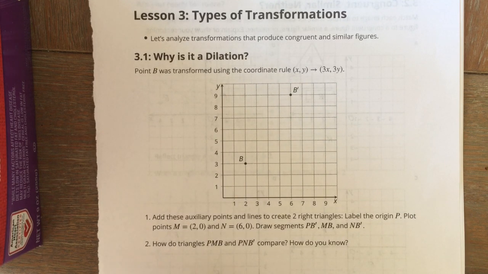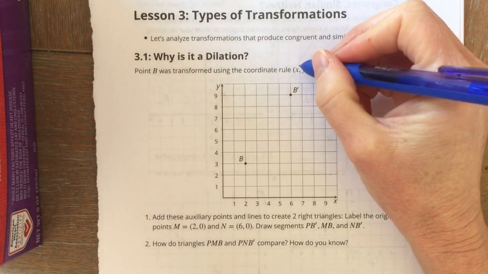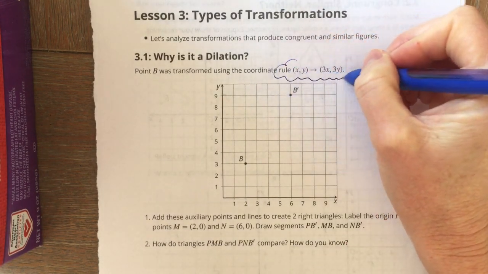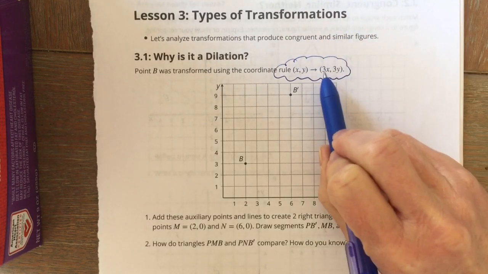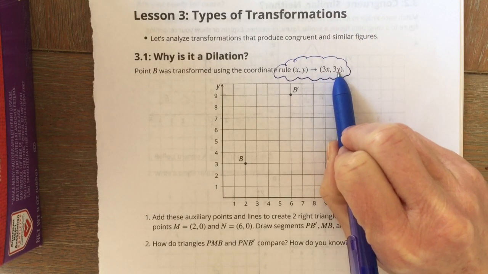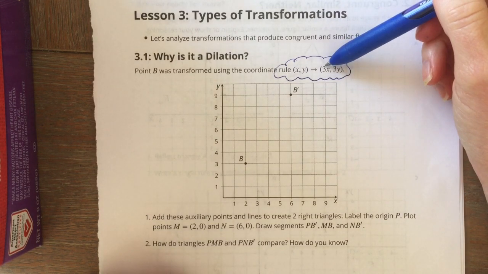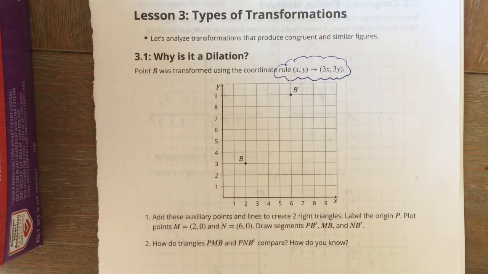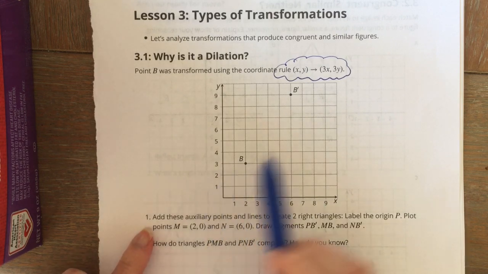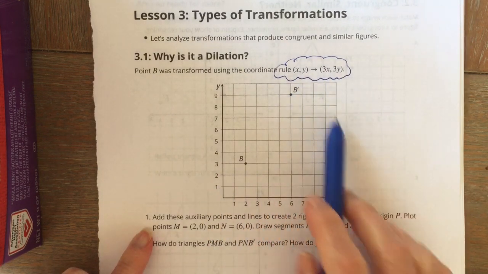So why is it a dilation? Something that we learned in the first two lessons is that if we multiply our x coordinate and y coordinate by the same number, our image is going to be similar to our original. It'll just be a different size. In this case, it would be 3 times bigger. So they're going to ask us to do this rule on this graph.